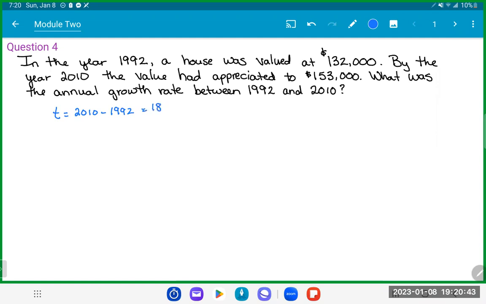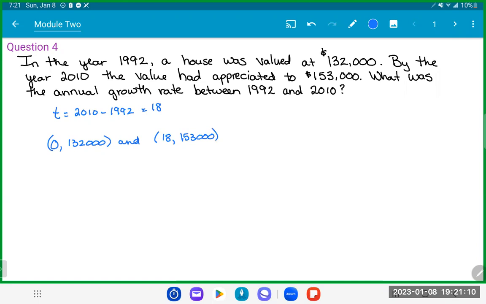Okay. So I have 2 points here. At T equals 0, that's in 1992, my home is valued at $132,000. I have a second point, which is 18 years later, or in the year 2010, my home is now valued at $153,000.